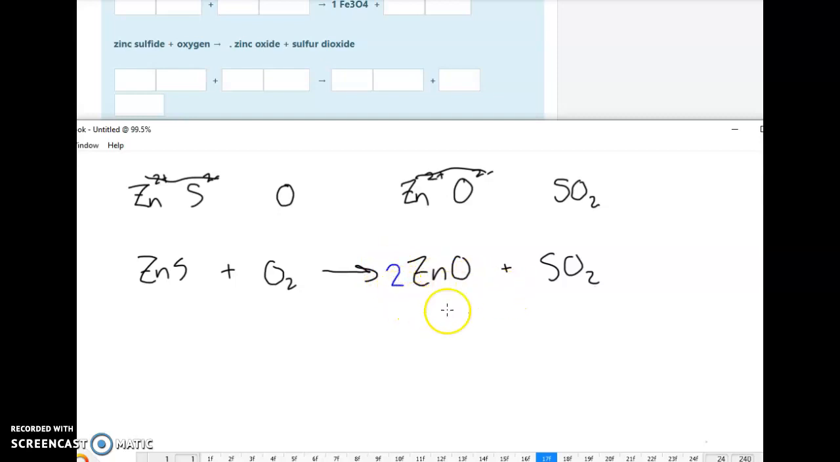So now I have 2 and 2 for 4. That does something to my zinc, which makes it 2. So I come over here and put a 2. That does something to my sulfur. Makes it a 2. So I'm going to come back over here, put a 2 in front of this. And that alters my oxygen now to 4 and 2, which is 6. I can come over here, make the 6 by putting in a 3.